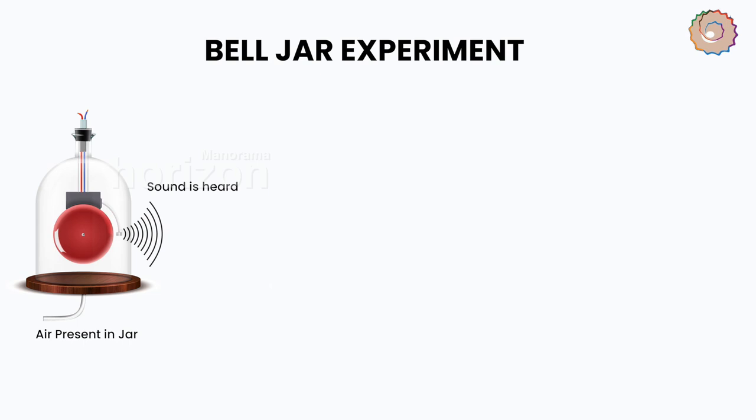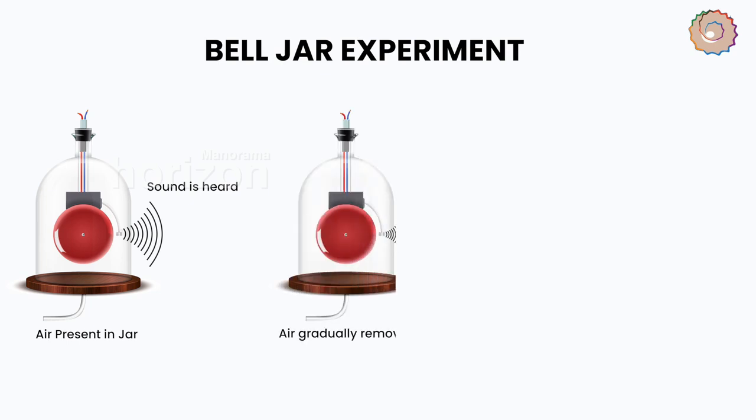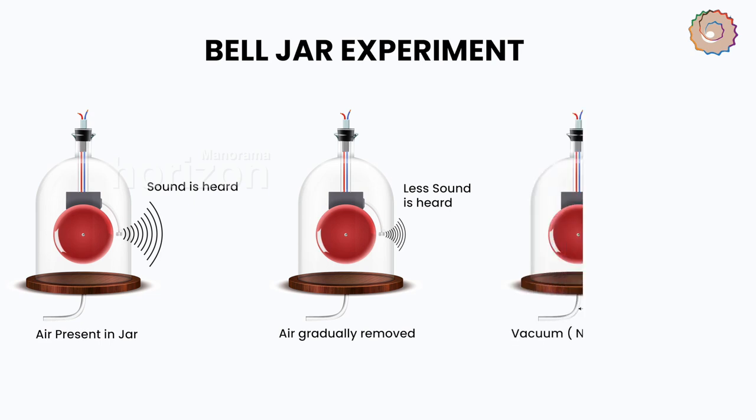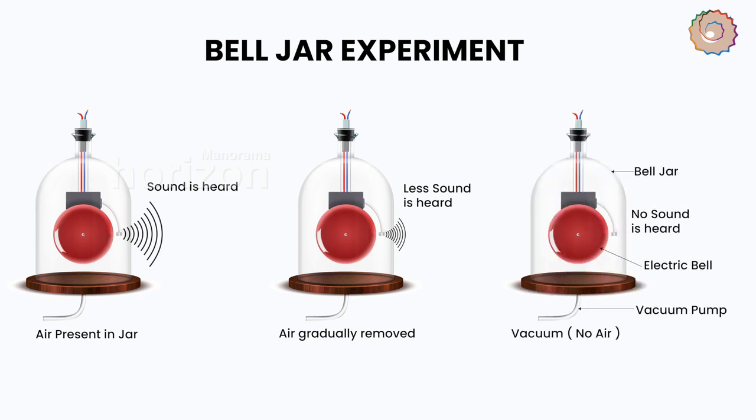If you activate this bell, you notice that you can hear the sound and you can clearly see the bell vibrating. Now, if you gradually remove the air from this bell jar, you will notice that the bell is still vibrating as strongly as ever, but the sound seems to be becoming fainter and fainter. If you remove all the air from this bell jar, you will notice you cannot hear anything at all, even though the bell is still clearly vibrating. It is still clearly moving.